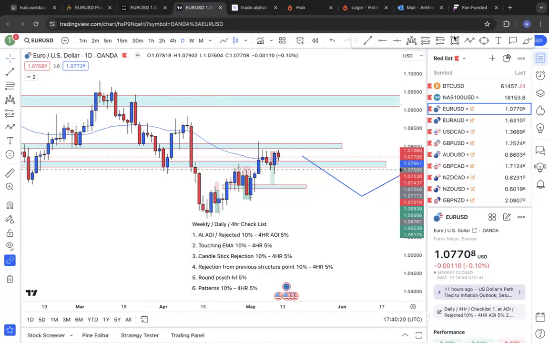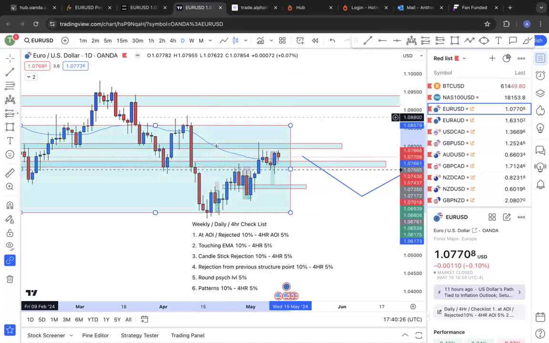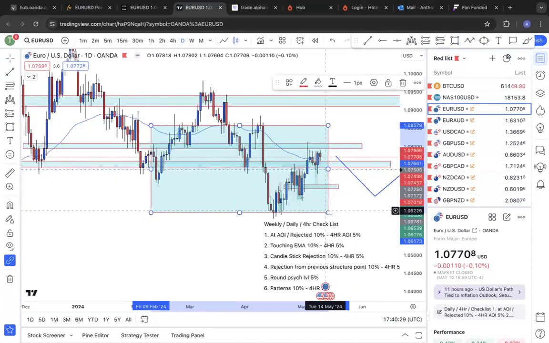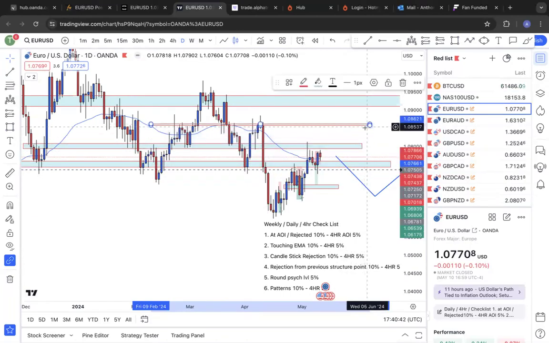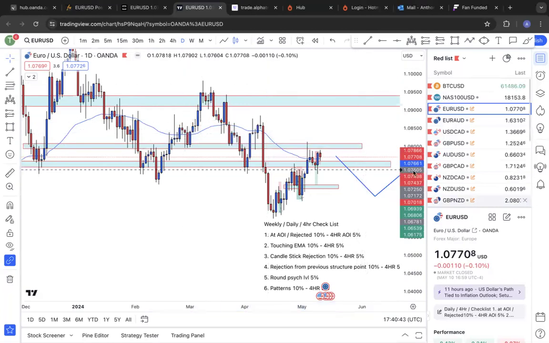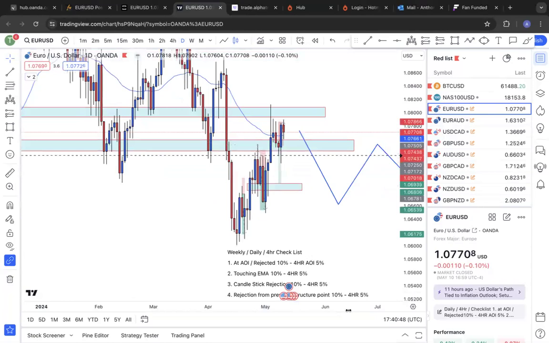If you ask how I find my area of interest, I get to here and go all the way back, and then I look for 3 points of contact. Boom, 1, 2, 3 right there. Boom, 1, 2, 3 right there. Easy, cakewalk. Hit.